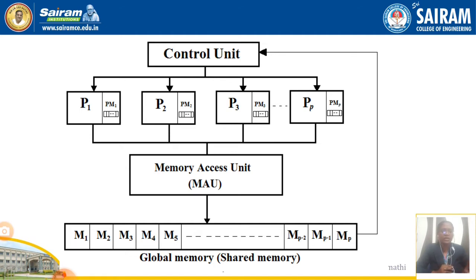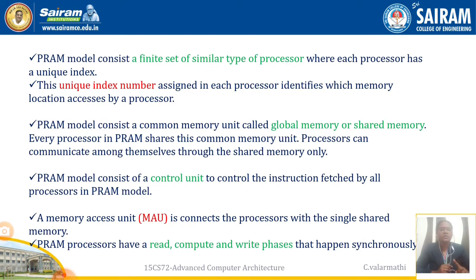Here you will have n number of processors. These n processors access the memory with the help of an intermediate bridge, which is called the memory access unit. This PRAM model consists of a finite set of similar type of processors. This is a very important factor here. PRAM only consists of a similar set of processors, not a different type of processors, and each processor has one unique index, which will be referenced with the index number only.